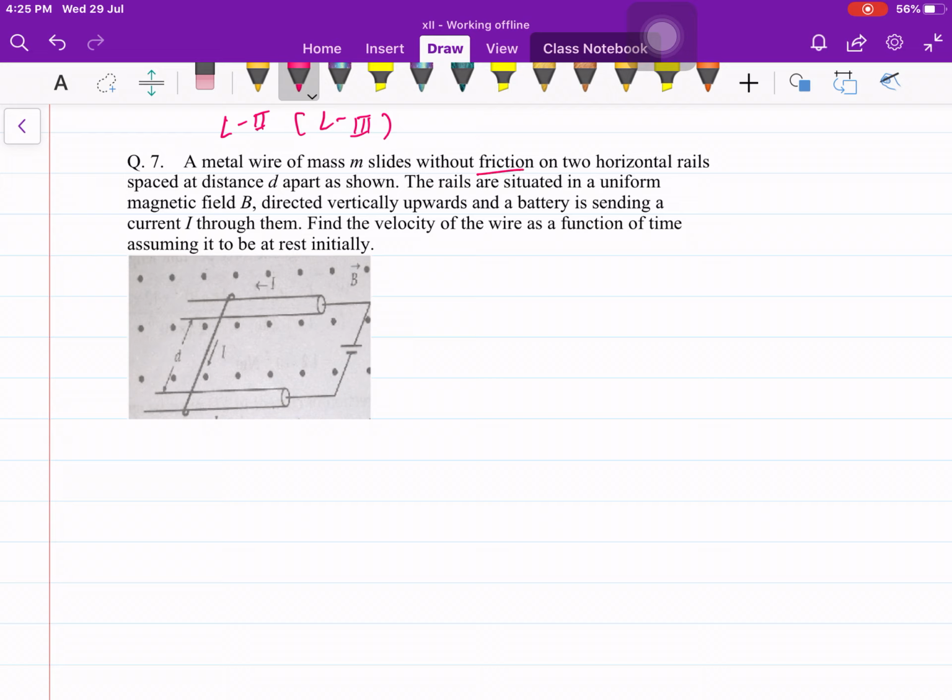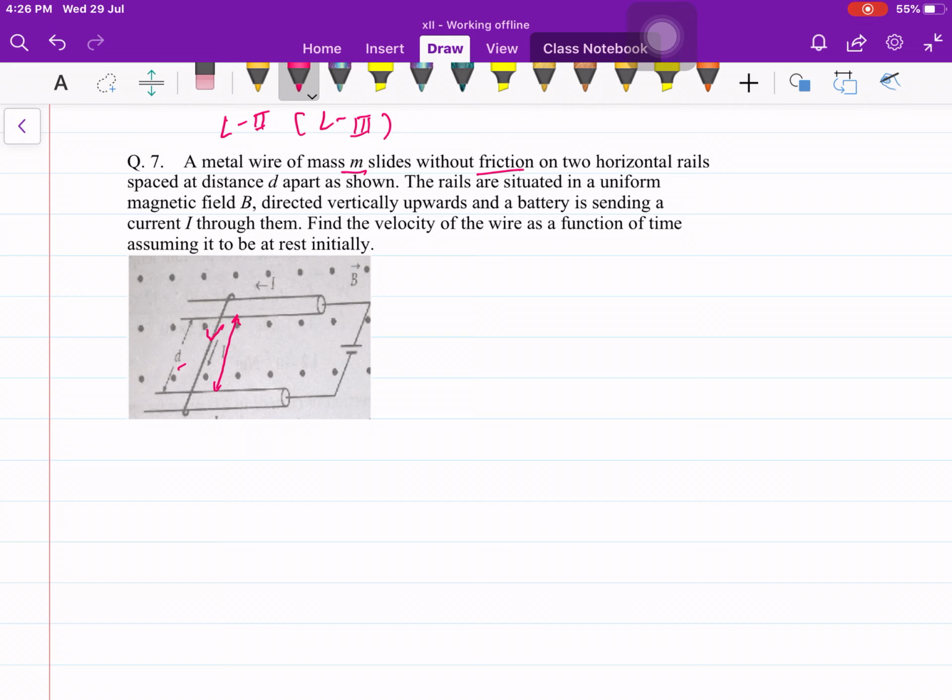No friction is there. Mass is given, that is m, on two horizontal rails spaced at distance d. The distance between these two rails is d apart, as shown. The rails are situated in a uniform magnetic field B. What is the direction of the magnetic field? From the diagram we can understand it is outwards. A battery is sending current I, and from the battery we can see that current is moving in this direction.